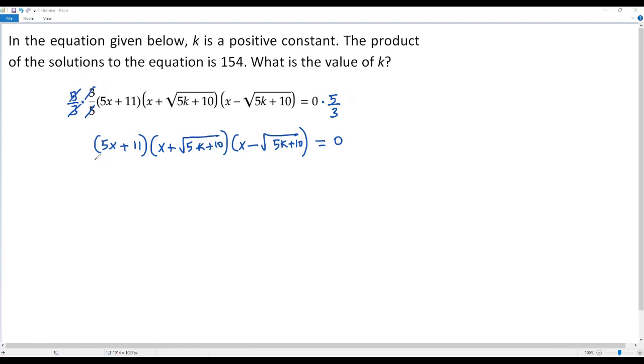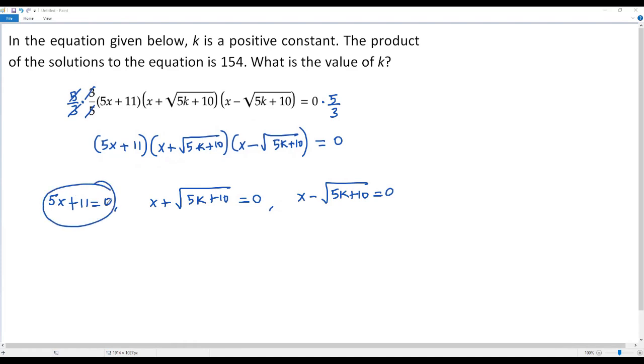Now we have a product of three quantities equal to 0. Since the product of these three quantities equals 0, the first one may be 0, or the second one may be 0, or the third one may be 0. That is, 5x + 11 = 0, or x + √(5k + 10) = 0, or x − √(5k + 10) = 0.